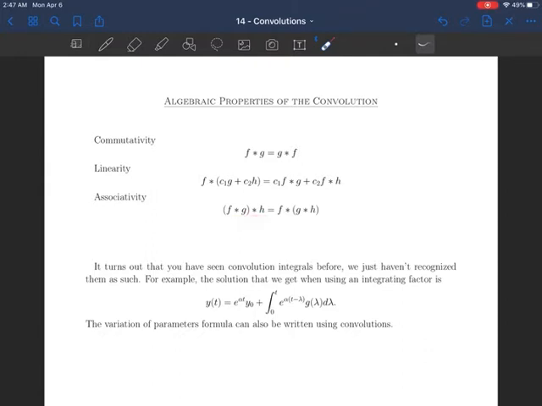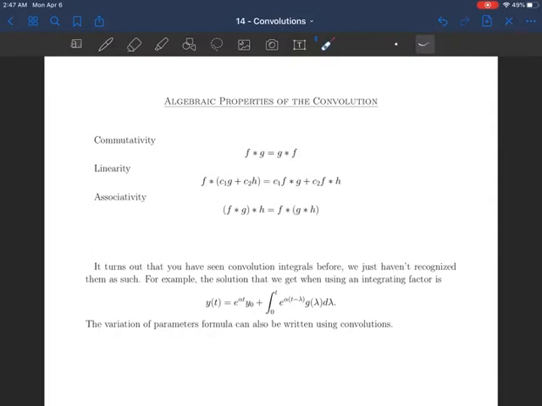And it's also associative. So f star g star h is the same as f star g star h. So if you do first f star g and then star that with h, or if you do first g star h and then star that on the left with f. So it turns out that you've actually seen these kinds of things before, though you might not have recognized it.